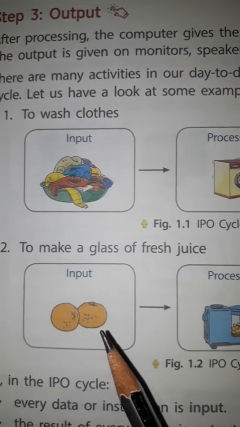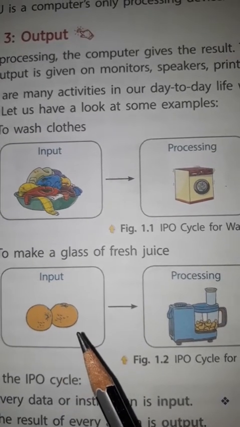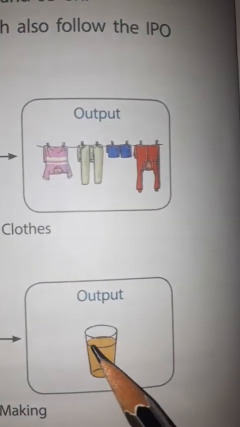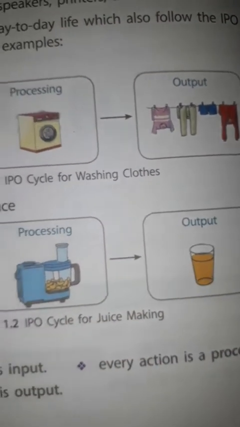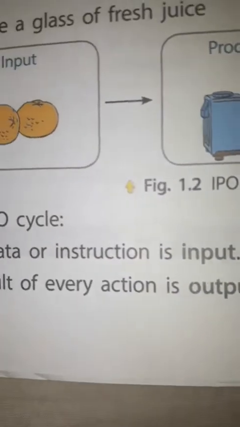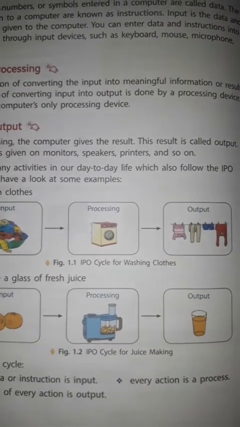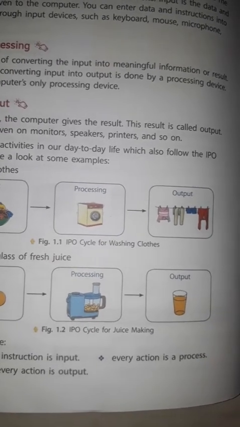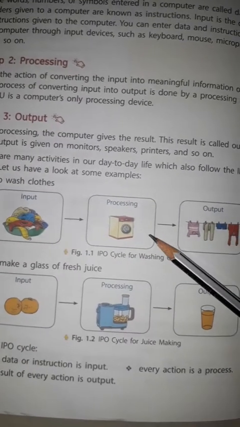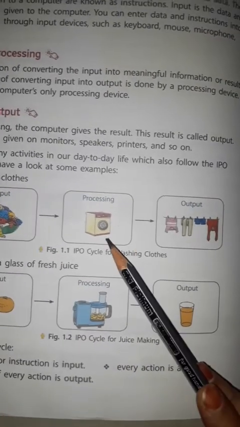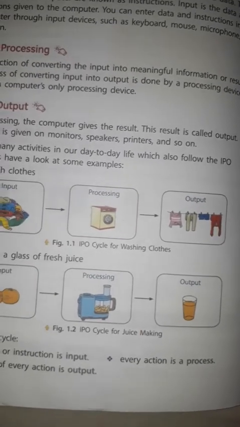See one more example, children. To make a glass of fresh juice, we input the fruits into a juicer and its processing, and what is the output? The output is the fresh juice. So children, in the IPO cycle every data and instruction is input, every action is processed and the result of every action is output. Children, by seeing these two examples, I hope you have understood very well what is input, process and output. Is that clear to everyone? Input is the data and information you entered, and processing, and output is the result you get.